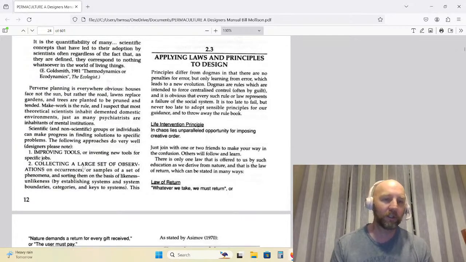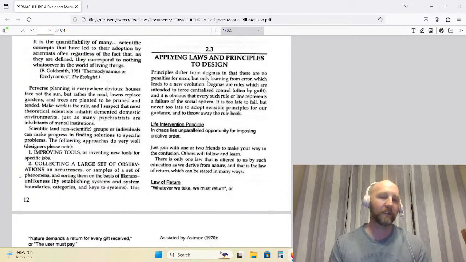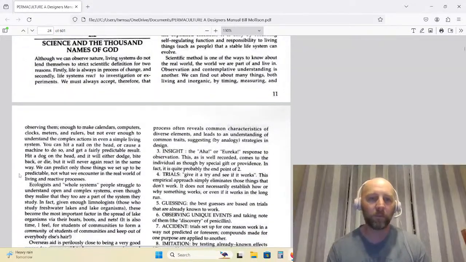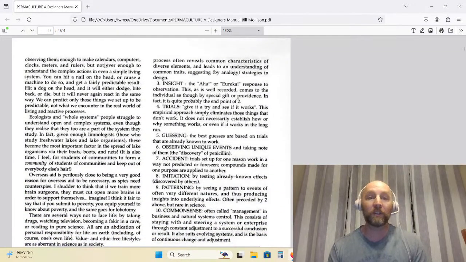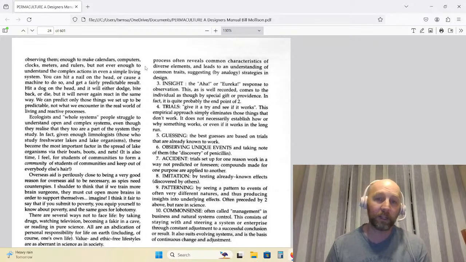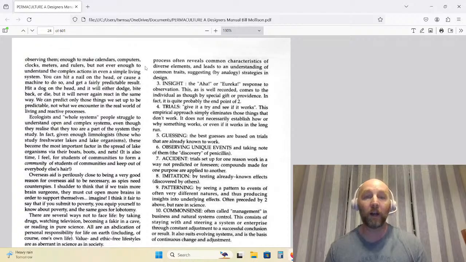Let's read that again. 2. Collecting a large set of observations on occurrences, or samples of a set of phenomena, and sorting them on the basis of likeness, unlikeness, by establishing systems and system boundaries, categories, and keys to systems. This process often reveals common characteristics of diverse elements and leads to an understanding of common traits, suggesting, by analogy, strategies in design. 3. Insight, the aha or eureka response to observation.